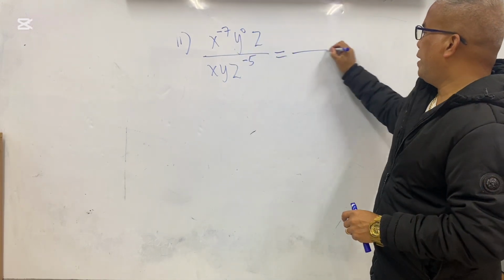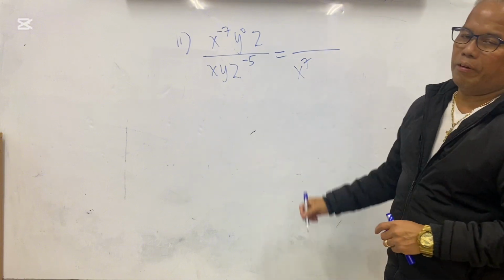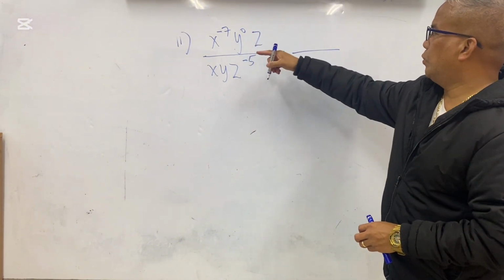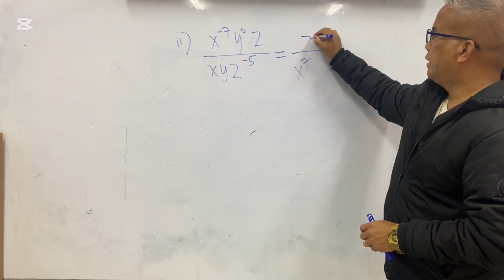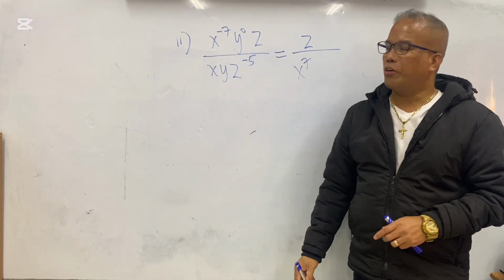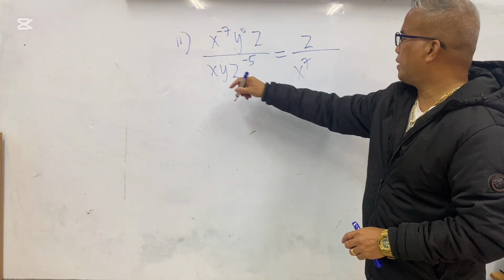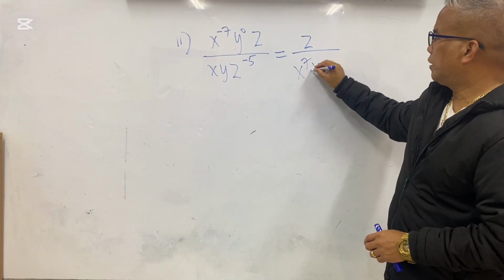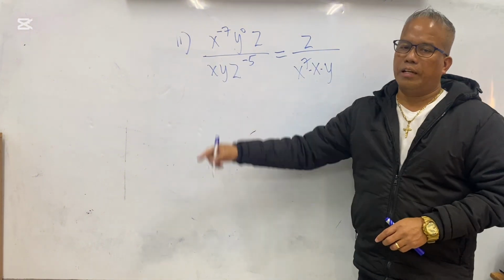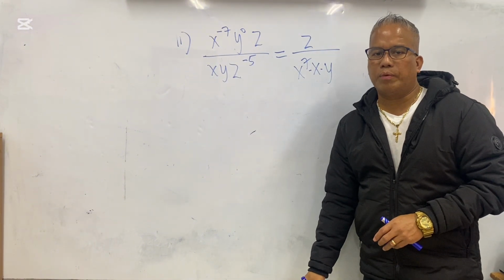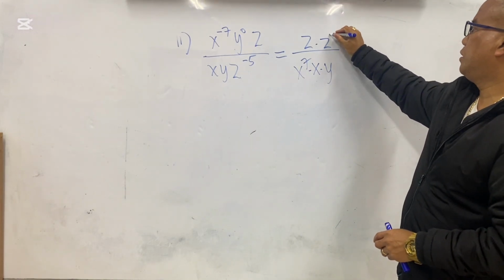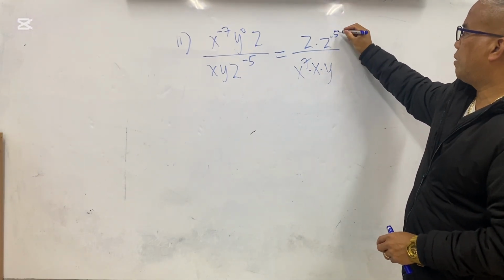X raised to negative 7. So to make it positive, we have now x raised to 7 in the denominator. Then y raised to 0 will become 1. Then since the exponent of z is 1, invisible 1, it will remain in the numerator. Then here x is positive, so it's still in the denominator, times x. Then also y in the denominator because the exponent is positive 1, invisible 1. Then z is raised to negative 5, so just bring it to the numerator. So it will become a positive 5.